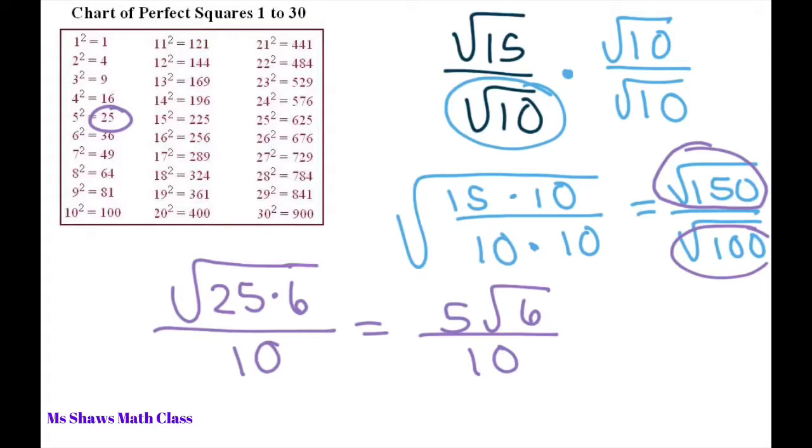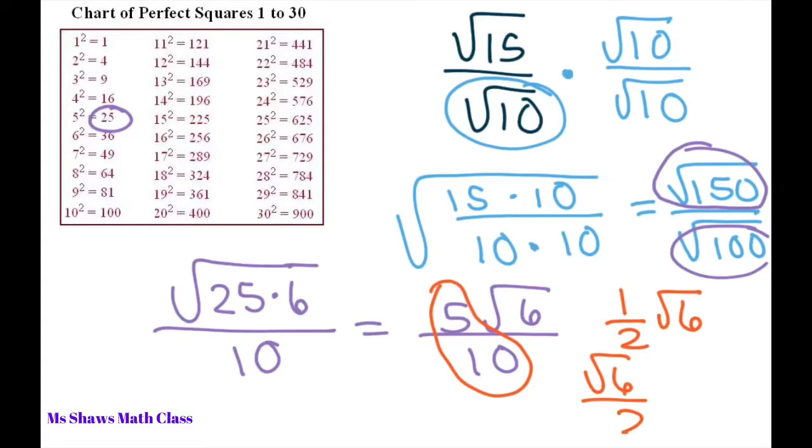You can simplify this 5/10, divide both by 5, and you're going to get 1/2. So you can just say 1/2 square root of 6 like that. Or you can say square root of 6 divided by 2, which probably looks better that way.